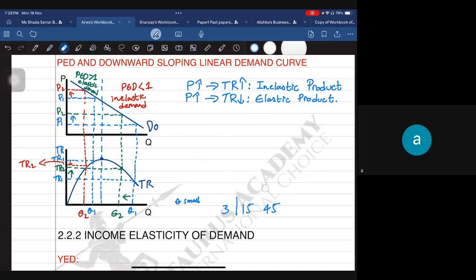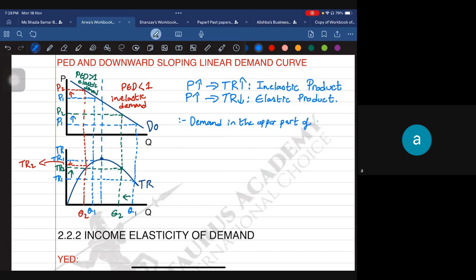Great. Now we are going to have a bit of a discussion regarding the graph that we have made. The demand in the upper part of the demand curve is elastic and inelastic in the lower part. So you see now you understand why I've made a demand curve which is straight. If I had made it the other way, it would have only talked about the inelasticity of it, probably.